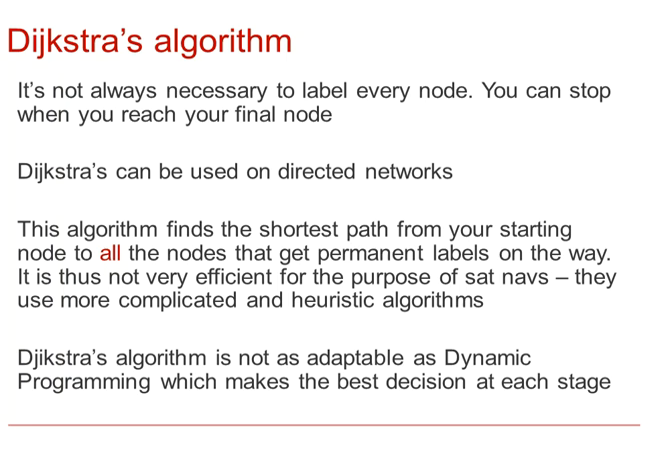This algorithm finds the shortest path from your starting node to all the nodes that get permanent labels on the way. Therefore, it's not terribly efficient for the purpose of sat-navs because it would take far too long, and you've probably seen the speed at which your sat-nav works. So sat-navs would use more complicated and heuristic algorithms. Dijkstra's algorithm, if you go on to do A-level and come across dynamic programming, is not as adaptable as dynamic programming, which makes the best decision at each stage. So although Dijkstra's algorithm is a good way of finding a shortest path, and it is the only one that this AS syllabus covers, be aware that there are other algorithms which are better.